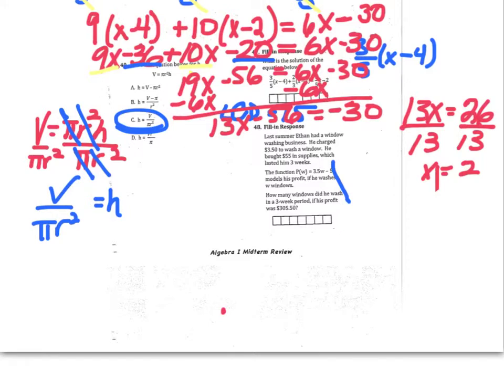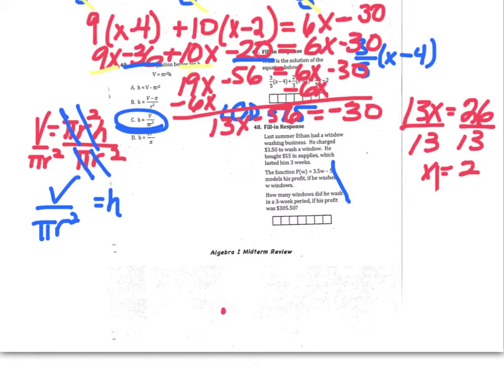Okay, number 48, we have a function 3.5w minus 5, and I'm looking right here in the middle of our word problem. The question is, how many windows did he wash in a 3-week period if his profit was 305.50? So this is an example where I have to decide, are they asking me for W or are they giving me P of W? So let's take a look.